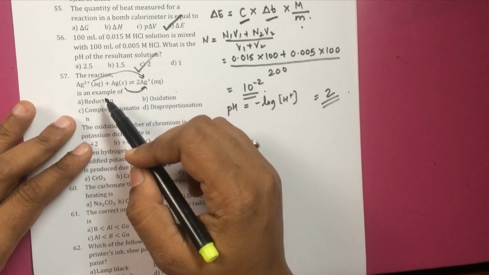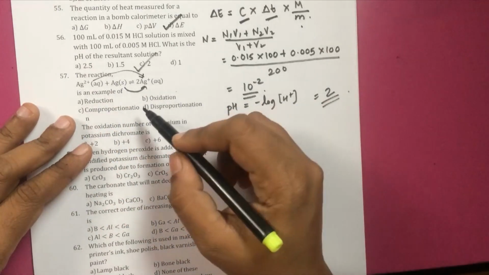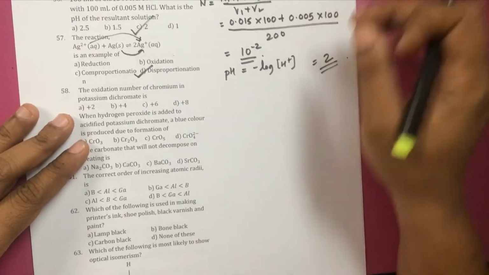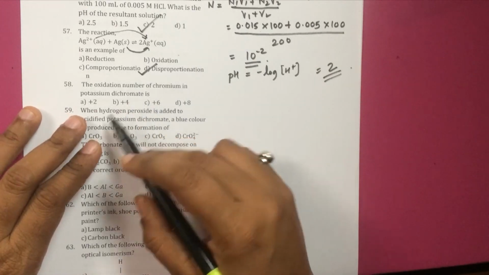So in this case, the same element is undergoing both oxidation and reduction. Therefore, this is a disproportionation reaction. The oxidation number of the chromium in the potassium dichromate is?